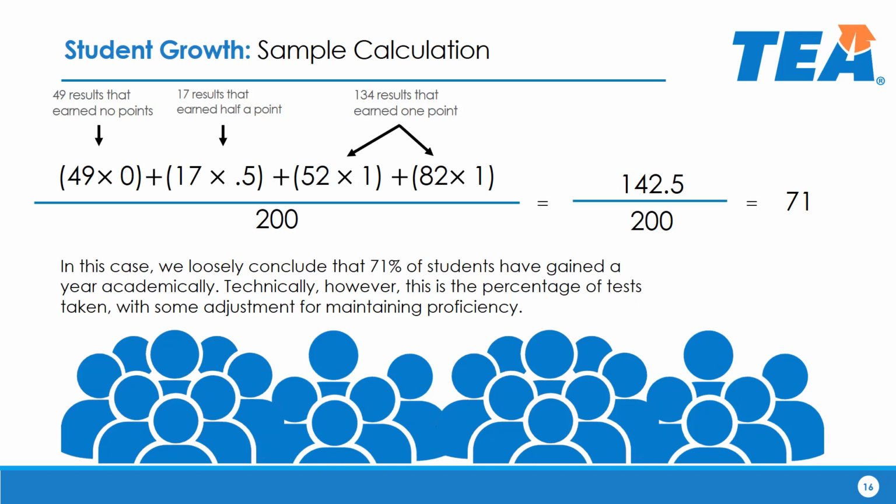So here's how we add it up. 49 tests earn no points, plus 17 tests that earn half a point, plus 134 tests that earn 1 point, equals 142.5 points. Divide that by the total number of STAAR progress measures, 200, to get the score for Part A, 71. In this case, we loosely conclude that 71% of students have gained a year academically. Technically, however, it's the percentage of tests taken with some adjustment for maintaining proficiency.